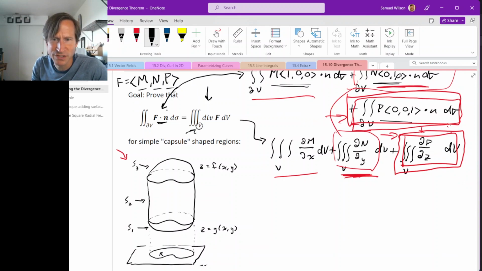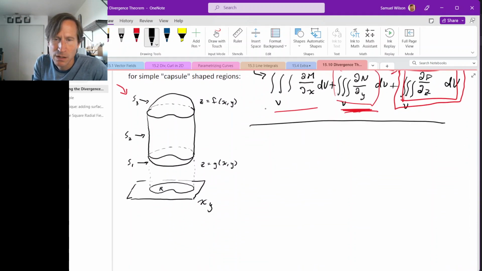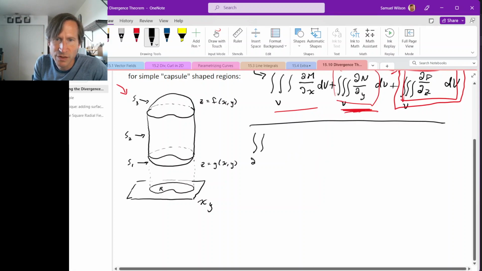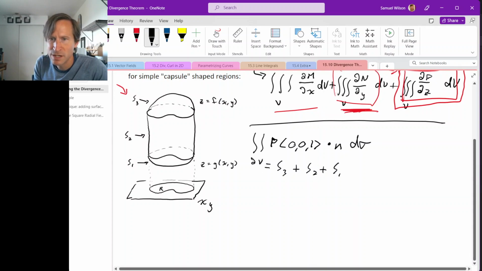So let's start with the surface integral. We need to work out the integral over the boundary of the volume of p times (0, 0, 1) dotted with the normal vector d sigma. Okay, well, the boundary of V is equal to the surface S3, so I've named the top cap S3, I've named the sides S2, and I've named the bottom cap S1. So we can work out this integral over each surface separately and then just add them together.